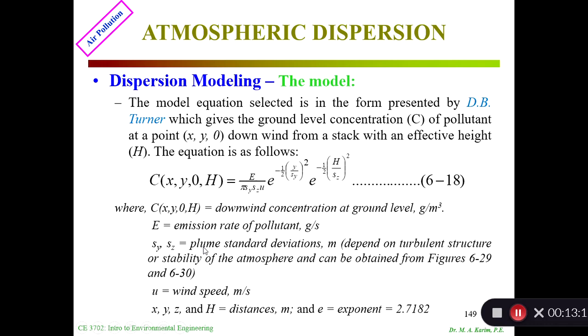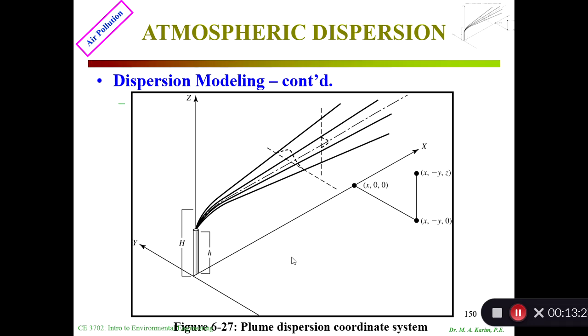Sigma y and sigma z are the plume standard deviations in meters, sigma y in the y direction, sigma z in the z direction. u is the wind speed, and x, y, z, and H are distances in meters. e is the exponent, 2.7182, right? So you know that. So here is the model.